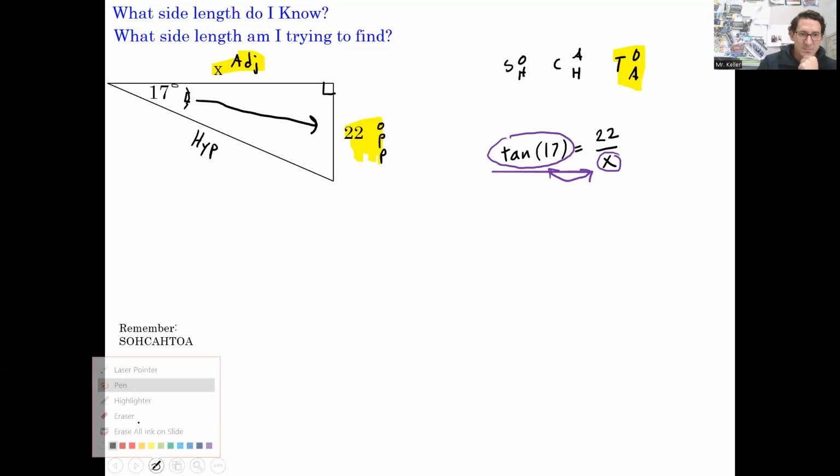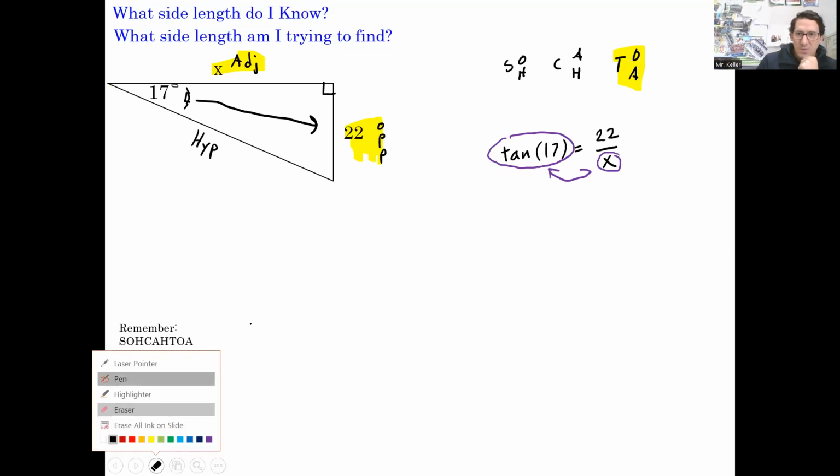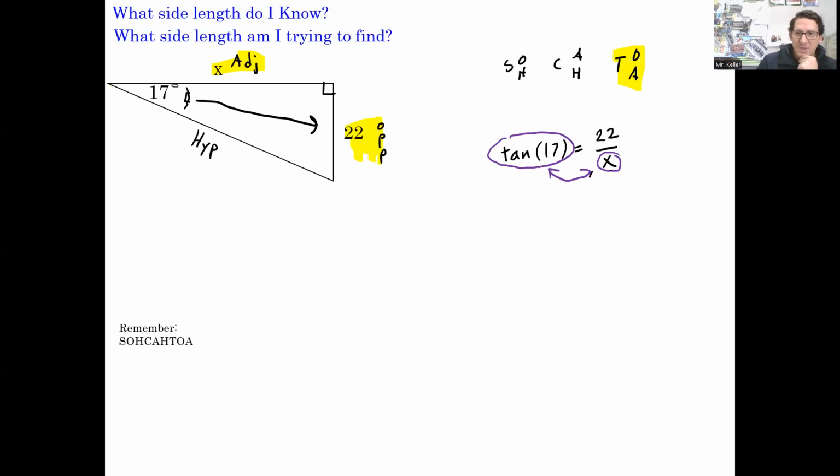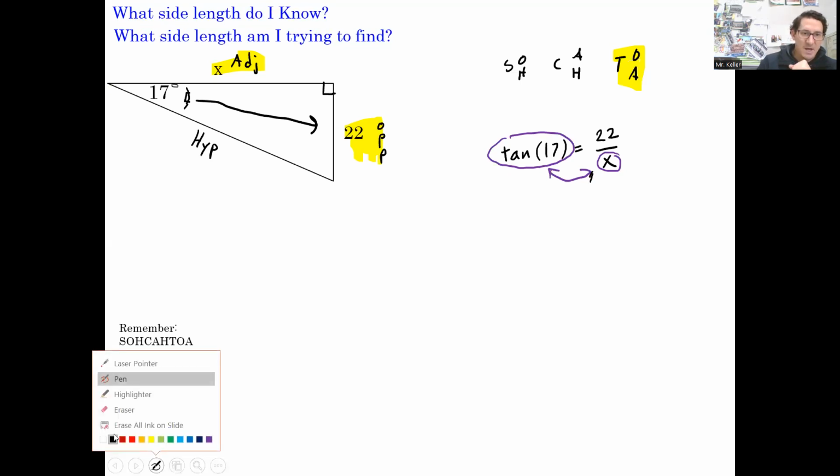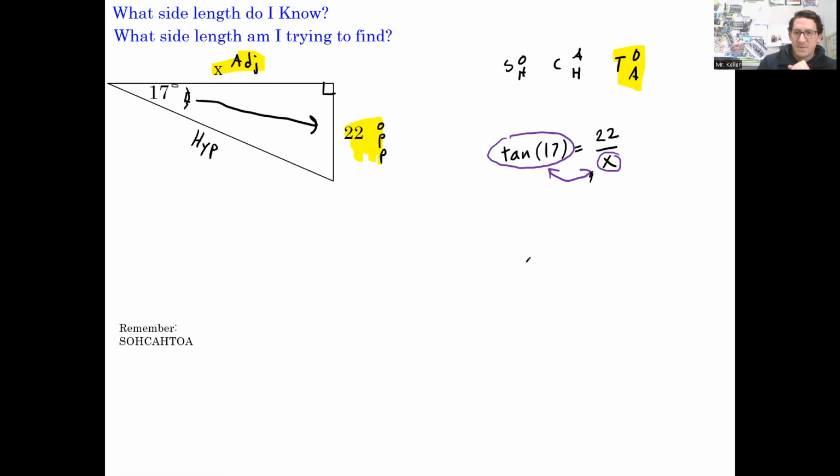I wish this PowerPoint would stop doing that. But yeah, I'm going to just have these guys switch spots because that's essentially what happens every time you solve. So it's going to be x is equal to 22 divided by the tangent of 17. That's the shortcut to solving these. Just switch the x and the trig function when the x is on the bottom of the ratio.